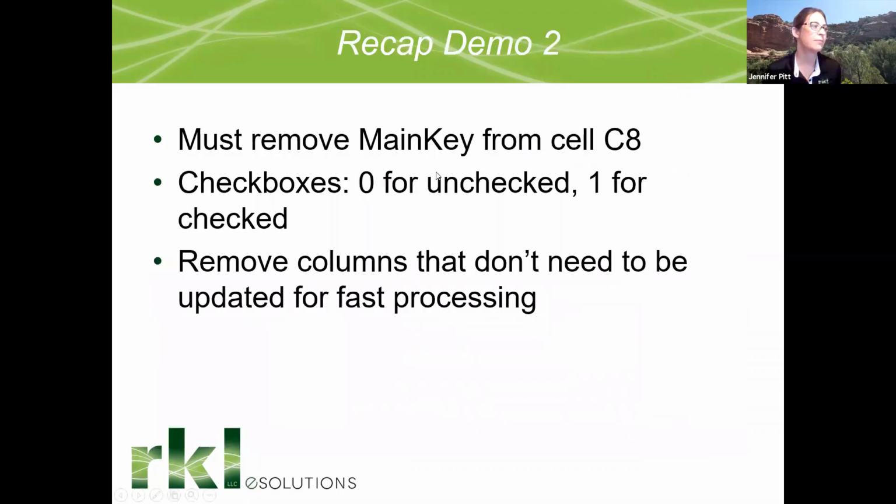So let's just do a recap. Always remove the main key from cell C8 when you're doing the update. That's going to tell Sage that it's not a new record, that you're updating an existing record. The checkboxes are 0 for unchecked or 1 for checked. So think maybe your credit status, whether you're checking credit for a customer, maybe that's flagged yes or no. And then remove columns that you don't need to be updated for fast processing. I mean, you guys saw how quick that was.